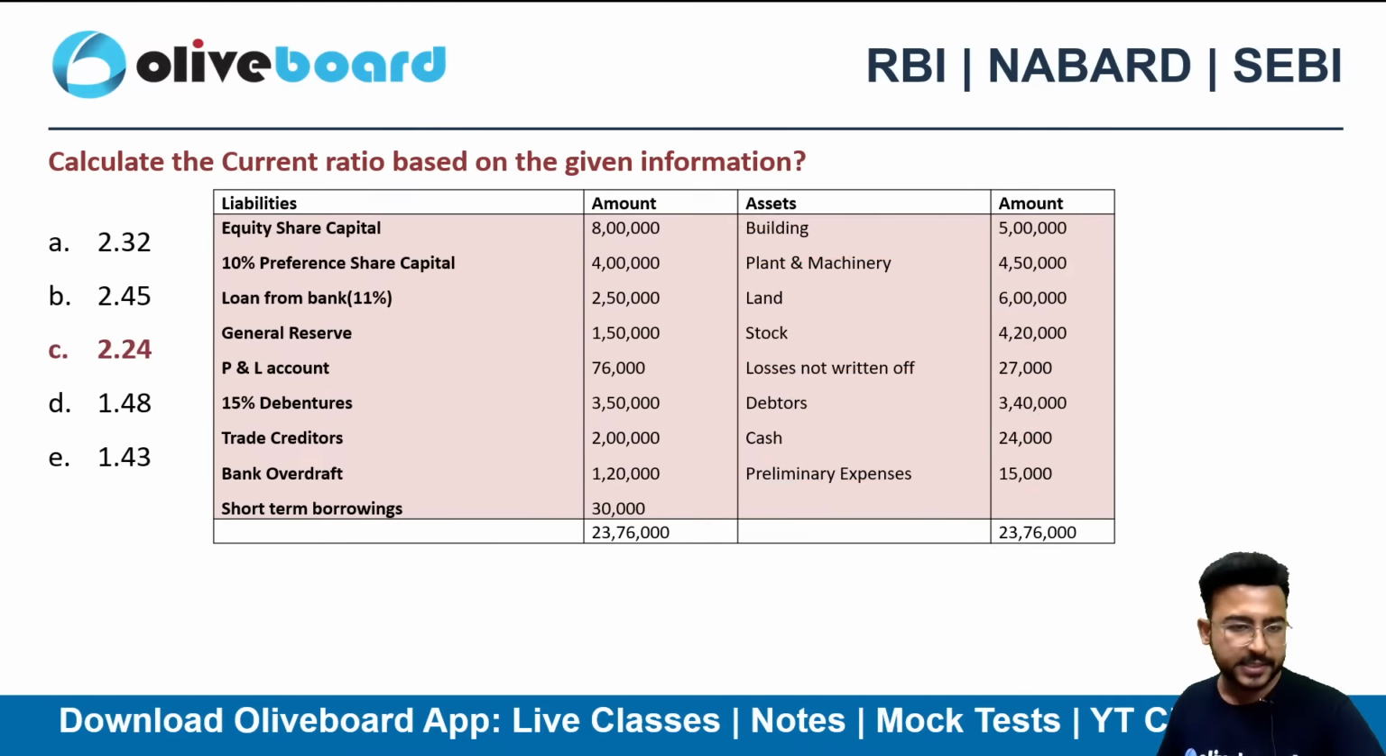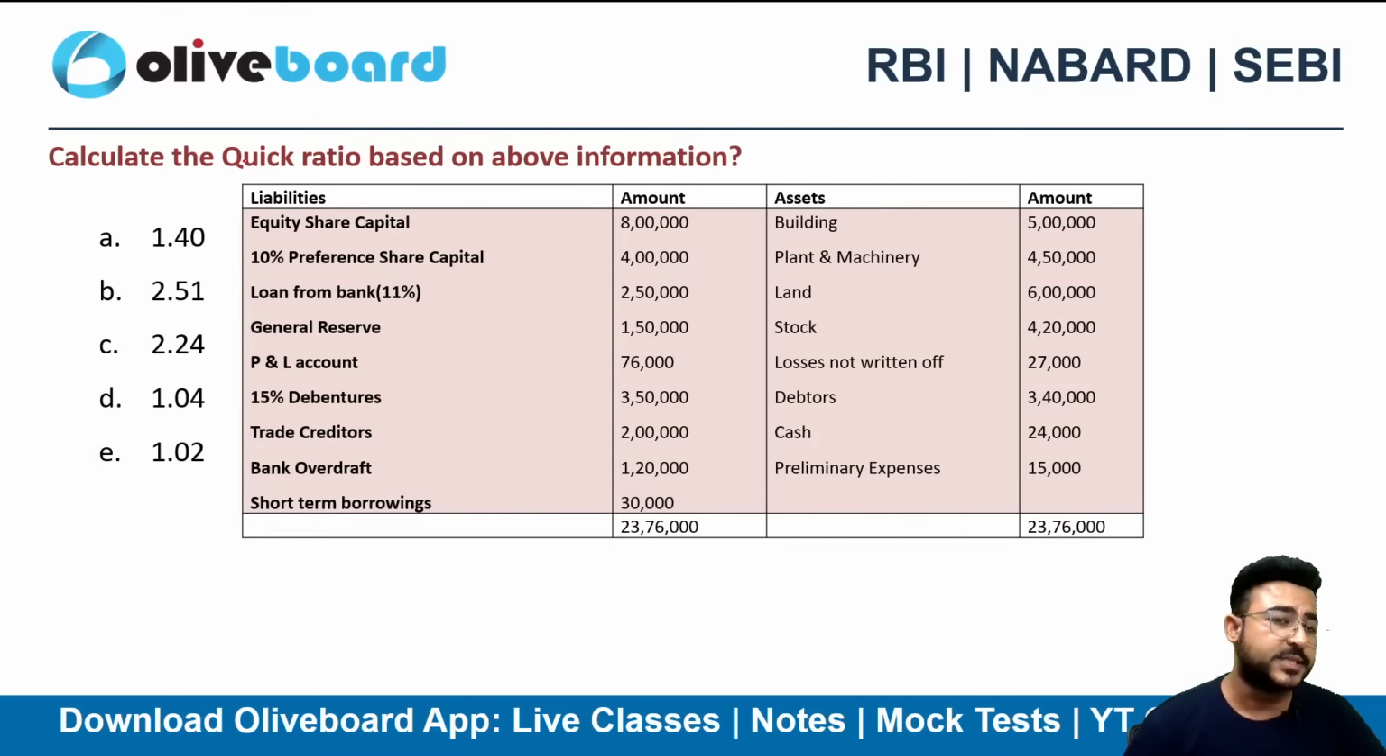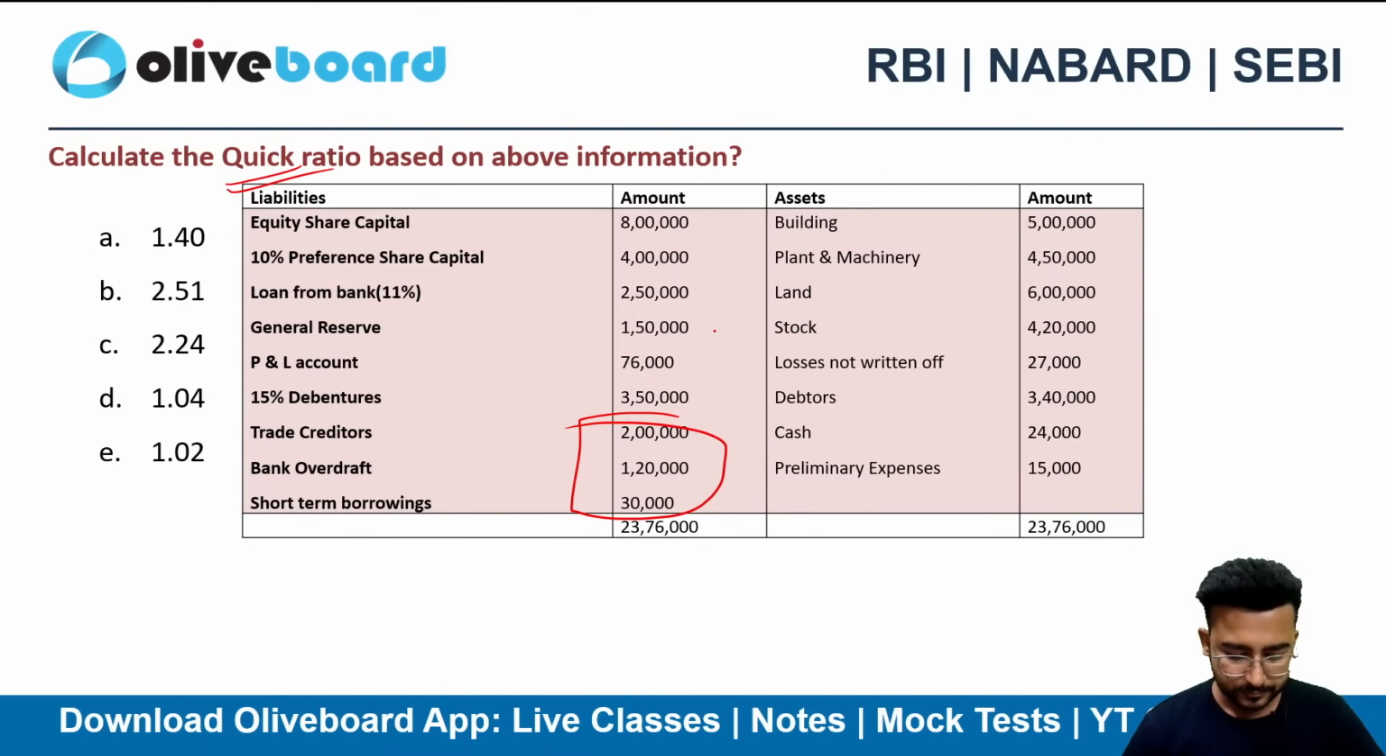So here what will your answer be? It will be 2.24, okay? Next is your quick ratio. Now the current liability portion will remain the same only.